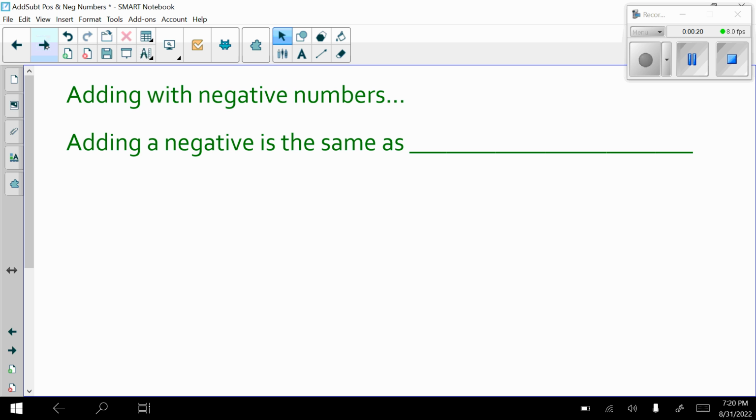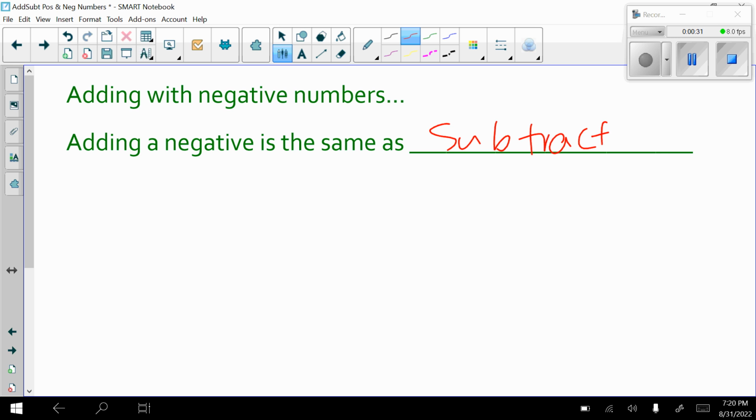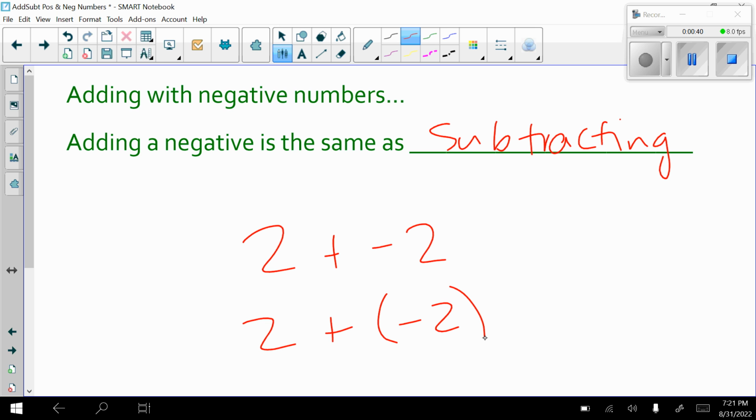Adding with negative numbers is the first thing we're going to think about. Adding with negative numbers is really just the same thing as subtracting, okay? So when you see something that looks like this or this, 2 plus negative 2, those are both the same thing, you're really just subtracting, okay? We are going to use the number line to help us do problems like this.